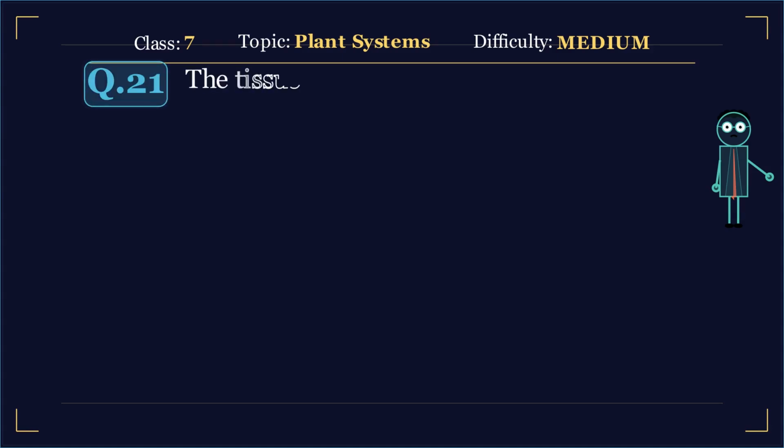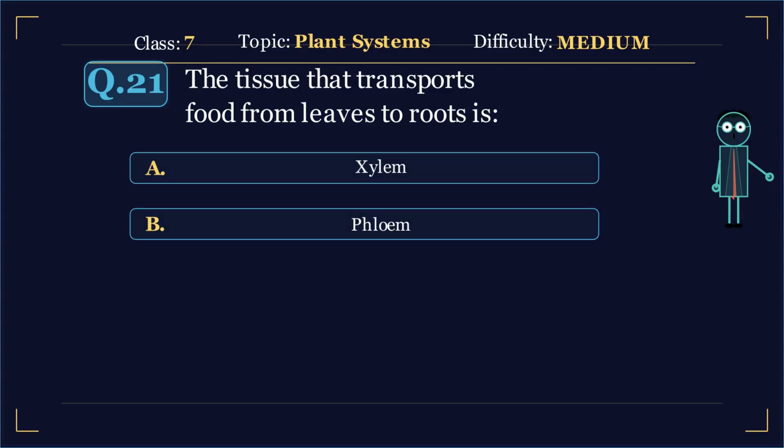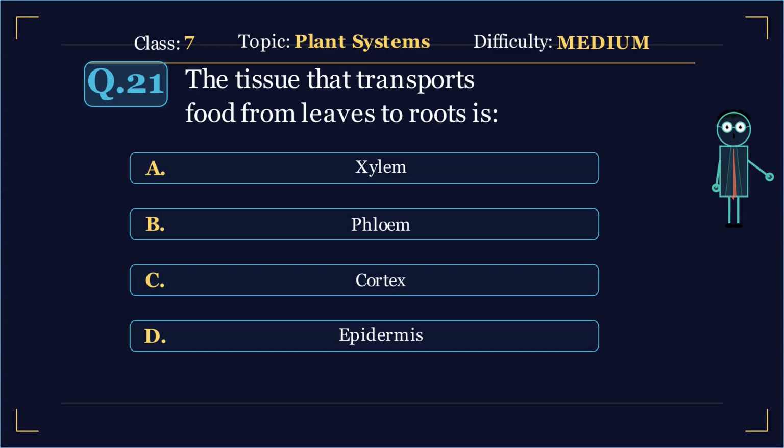Question 21. The tissue that transports food from leaves to roots is blank. Option A, xylem. Option B, phloem. Option C, cortex. Option D, epidermis.